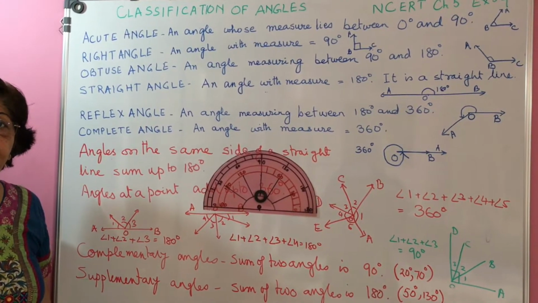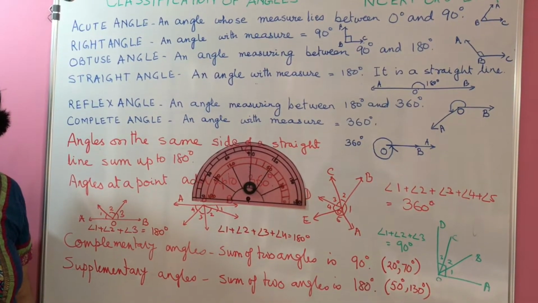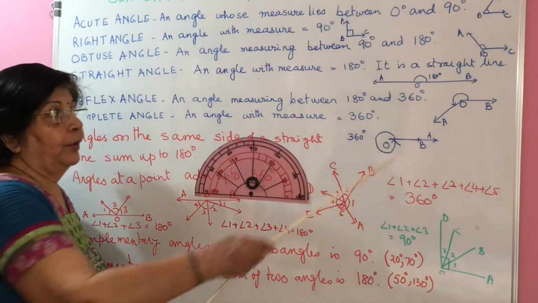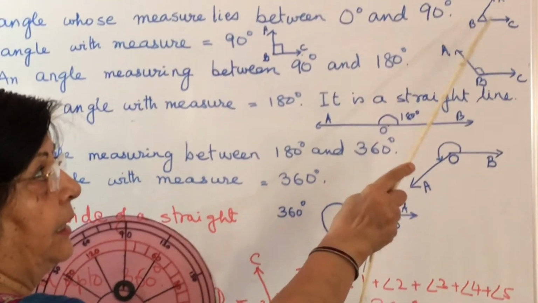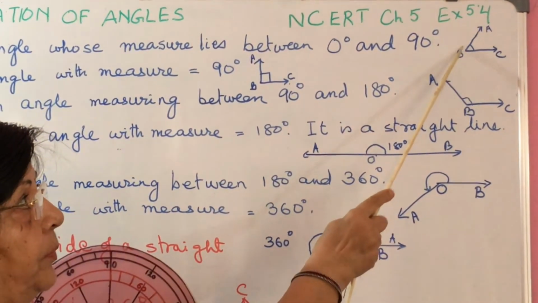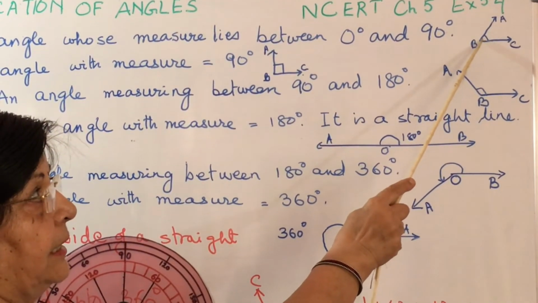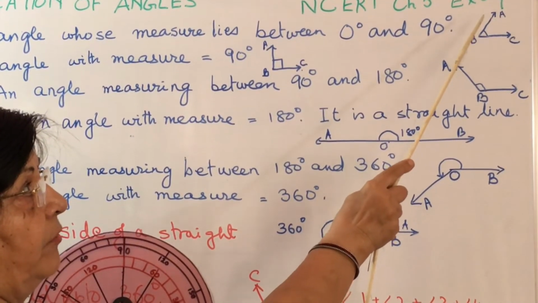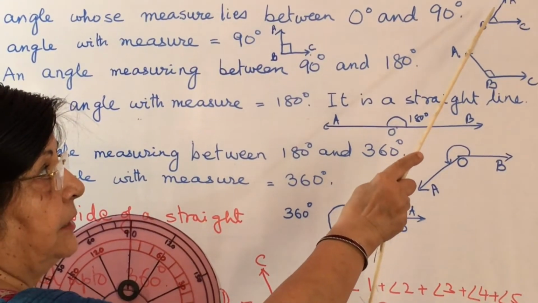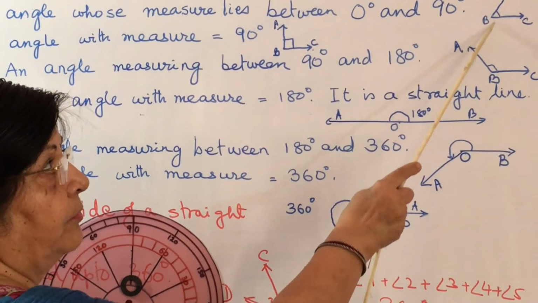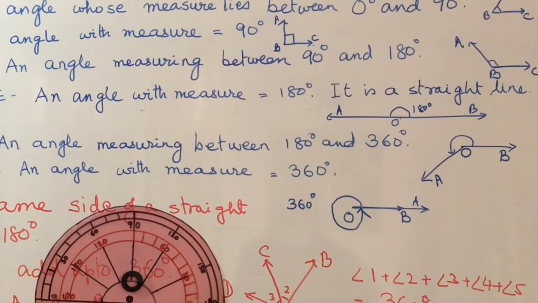We will study classification of angles today. All of you know that an angle is represented by A, B, C. Here BA and BC are the arms of the angle and B is the vertex. When we name the angle ABC, see that the name of the vertex always lies in the middle.